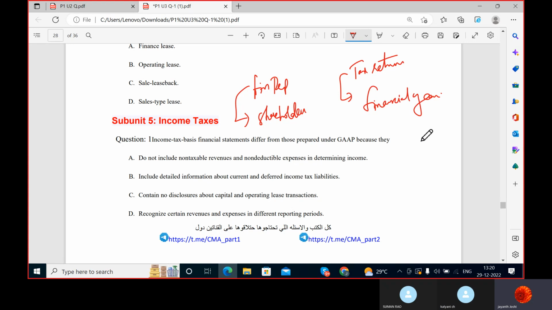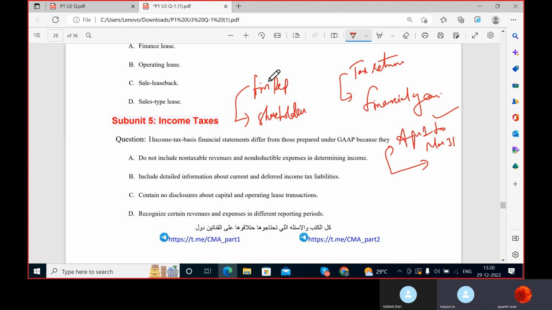In India, our financial year starts from when? April to March. April 1st to March 31st. Every company should do their return filing in this period. This is the tax period, the period in which tax returns are to be filed and the taxes are to be paid and settled. Generally they do this.